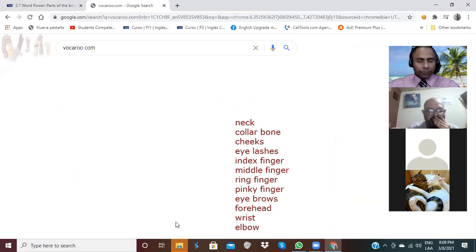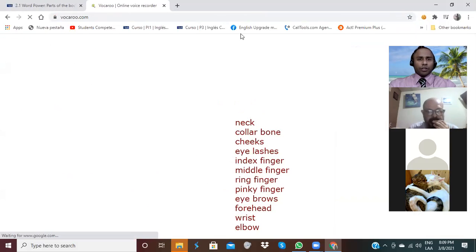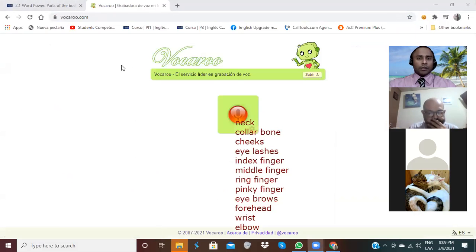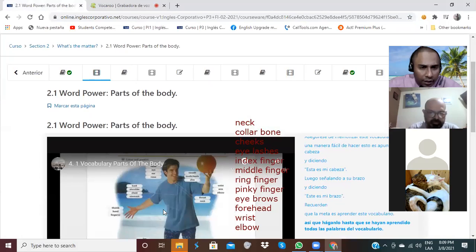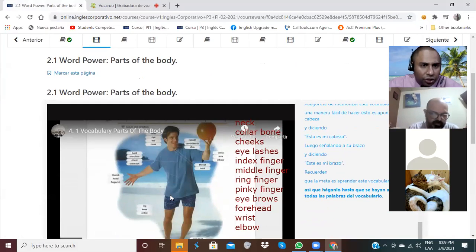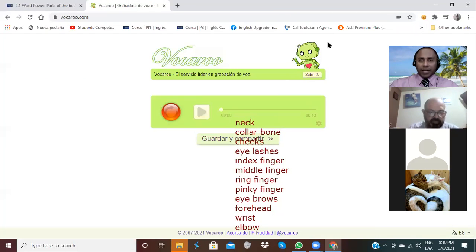Vocaroo. And you're going to record yourself saying the vocabulary, right? Neck, collarbone, cheeks, eyelashes, index finger, middle finger, neck, back, shoulders, chest, stomach, thumb. All right. The idea is that you practice the pronunciation of the body parts.